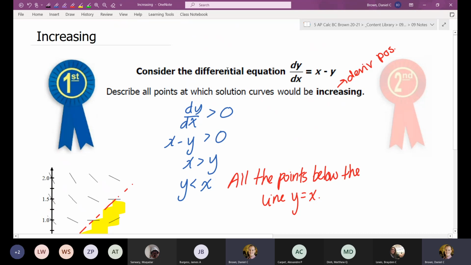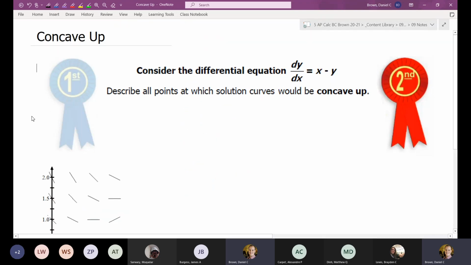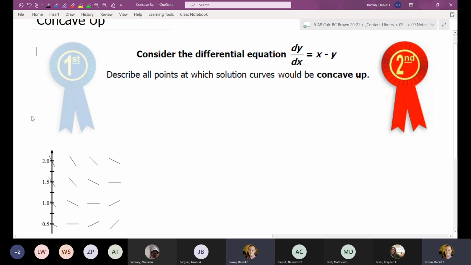Part 2 of the question, this is where we're going to stop at for today. Let's talk about concavity. We did that first semester. So I have that same differential equation, and we want to describe all the points at which the solution curve will be concave up. So where on the coordinate plane would all the solutions of this differential equation be concave up? So let's remind ourselves about concavity.